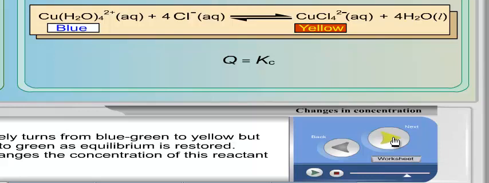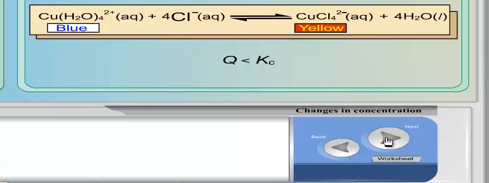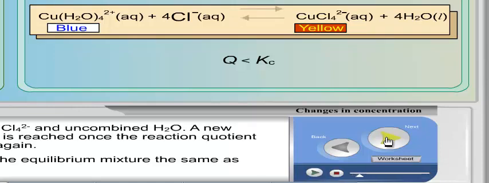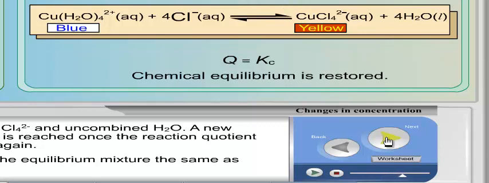Addition of Cl- ions changes the concentration of this reactant in the mixture. The value of the reaction quotient is now no longer equal to Kc. The equilibrium is disturbed. The addition of Cl- ions is the disturbance applied to the equilibrium. To offset this disturbance, some tetra-aqua-copper 2+ reacts with the added Cl- ions and the equilibrium shifts from left to right. There is now more tetrachlorocopper 2- ion and uncombined H2O. A new position of equilibrium is reached once the reaction quotient becomes equal to Kc again.